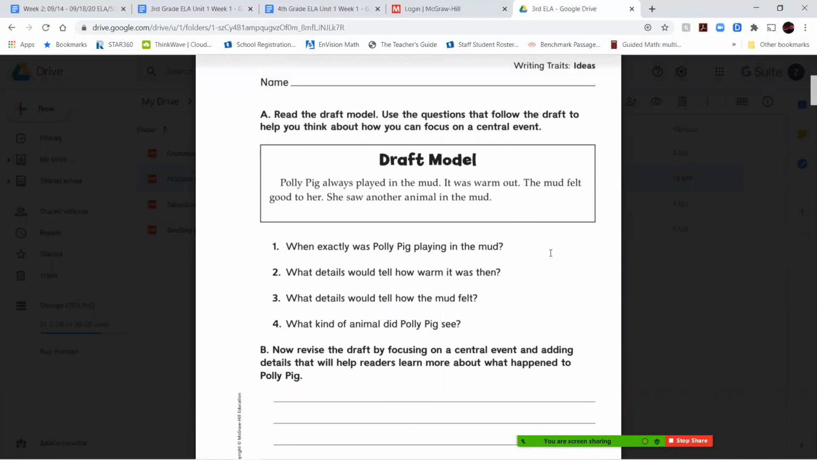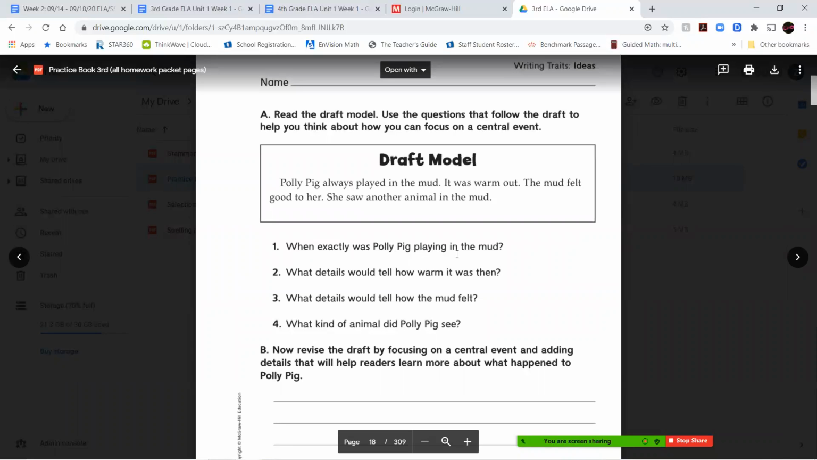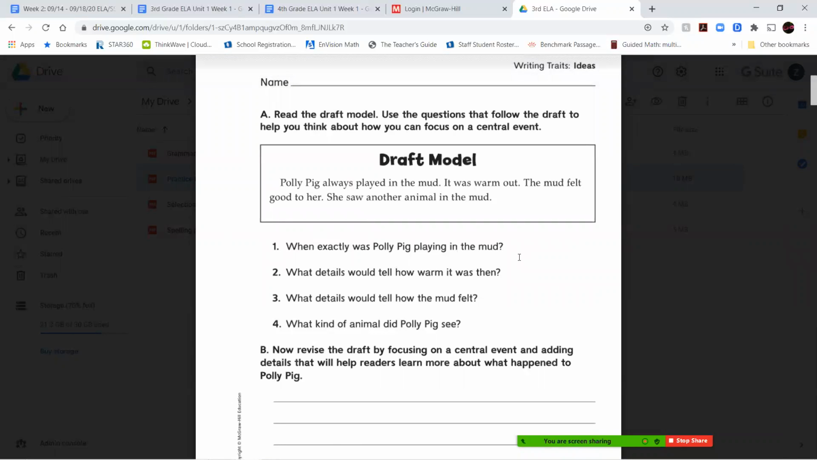So when we read this story, it's very disconnected, right? There's not one idea that we're talking about. It sounds like a bunch of different ideas right after each other. So it's hard to understand what's going on in the story. We're going to answer these questions either right here on the line, or if you're going to write them on a separate piece of paper first, that's fine. And we're going to help come up with a way to focus the story on one event or one thing that's happening and make it more interesting.